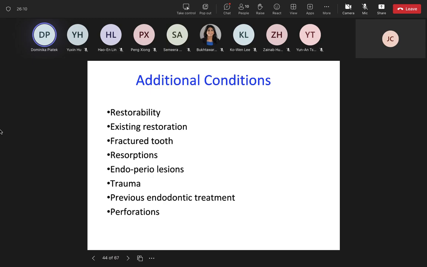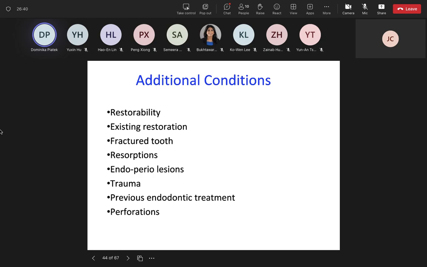Trauma, of course, because we will look if the tooth is only, for example, broken, if we can observe only fracture of some part of the crown or the root, but also there can be some problems with the mobility, some avulsion. So this we should also look carefully at.